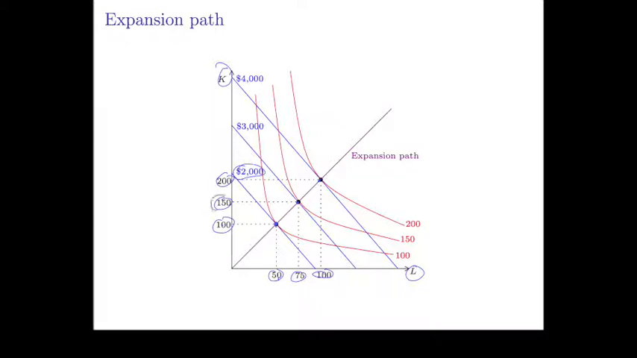The cheapest way to produce 150 units is to use 150 units of capital and 75 units of labor, and that's going to cost you $3,000. The cheapest way to produce 200 units is going to cost you $4,000, and so forth. And we just draw a line through all the optimal bundles of inputs, and we call that the expansion path. But what we want is eventually the cost curve.